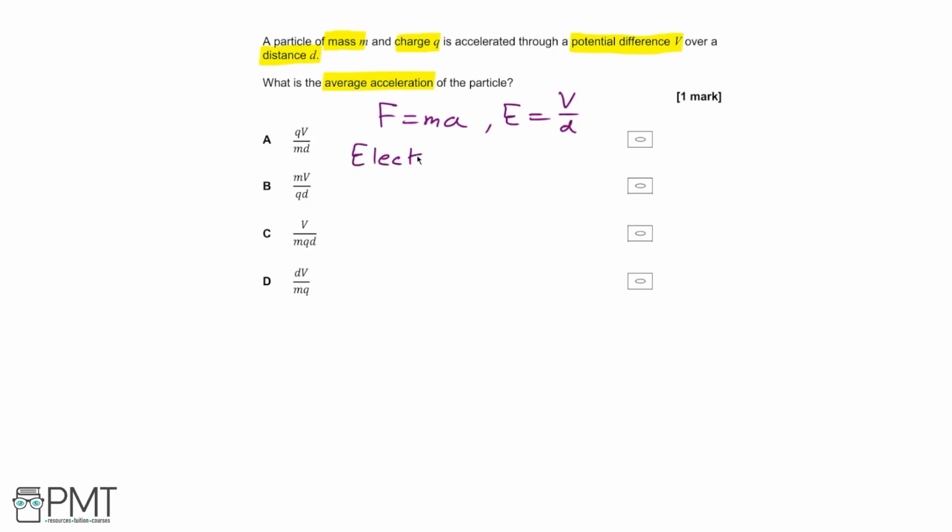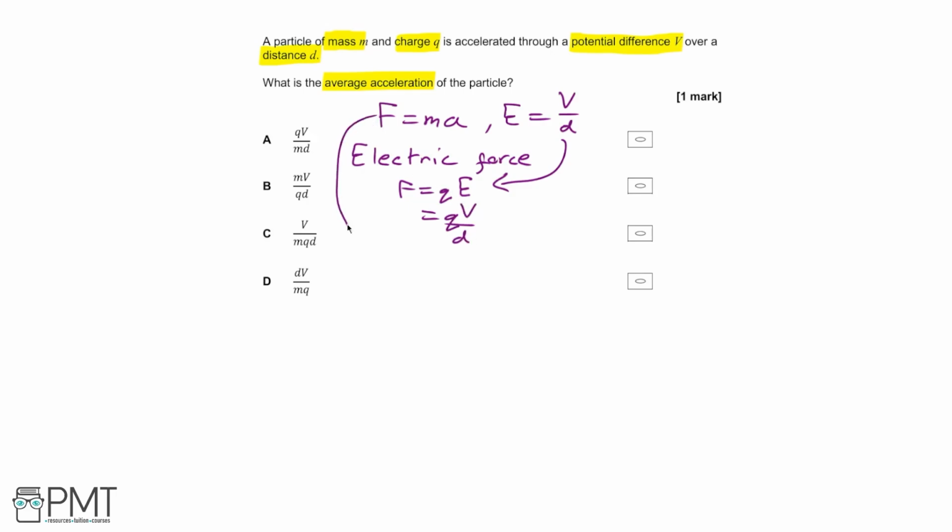Then, the electric force is related to the electric field by multiplying it by the charge, q, because the electric field describes the force per unit charge exerted on a small positive test charge in the electric field. Therefore, we have that the electric force is given by q multiplied by E. Now, substituting this in here, we find that the electric force is given by qV divided by d.